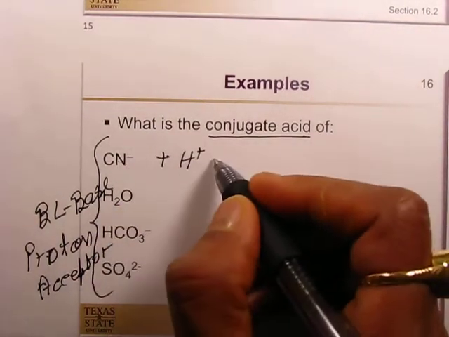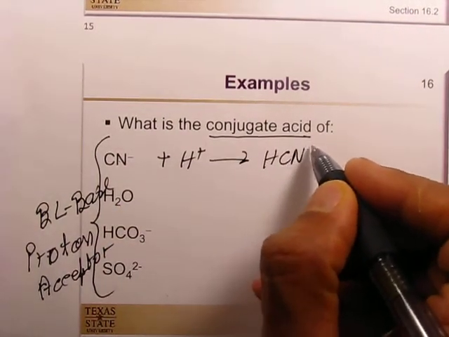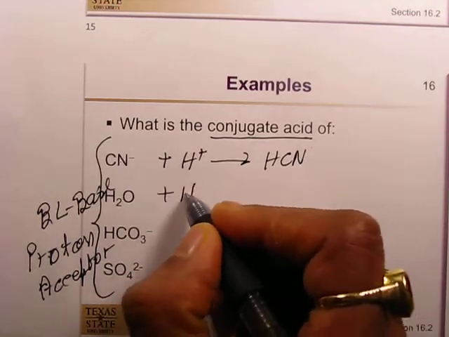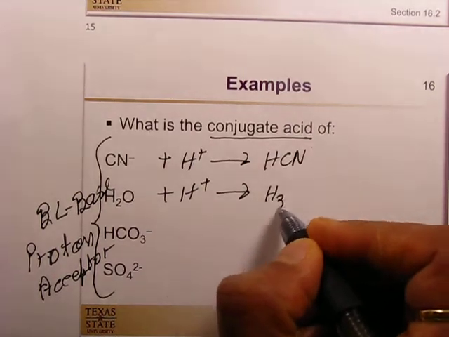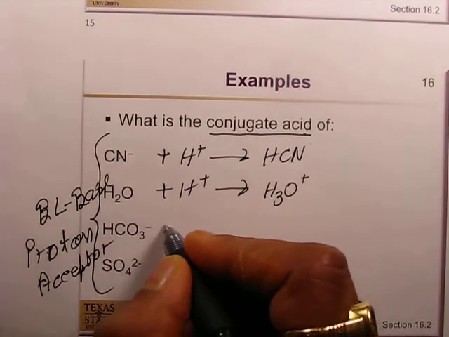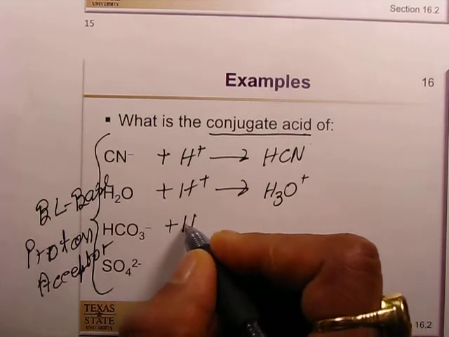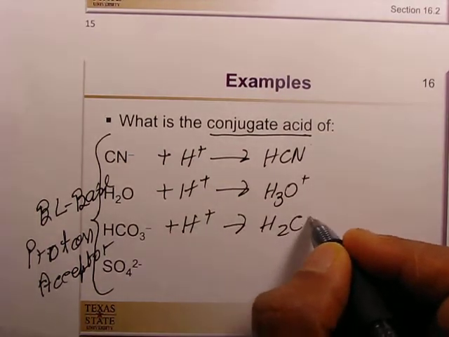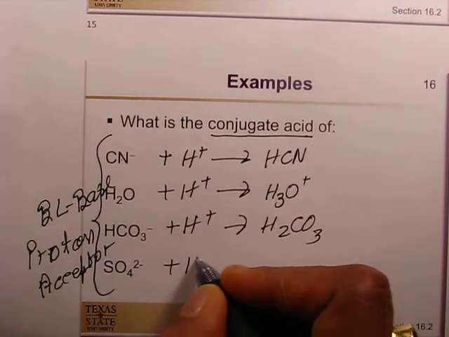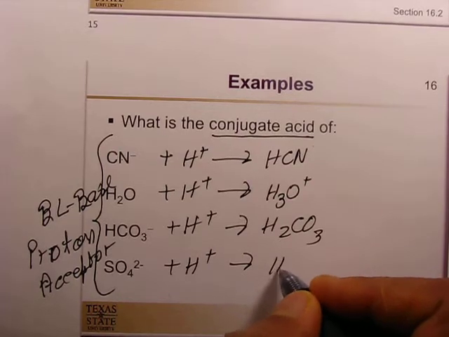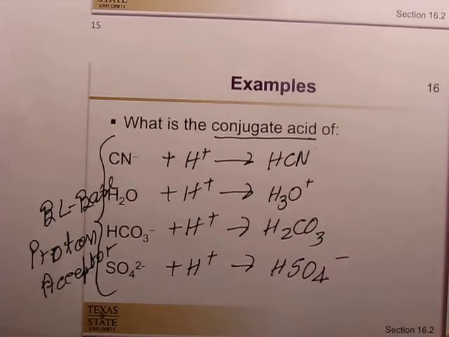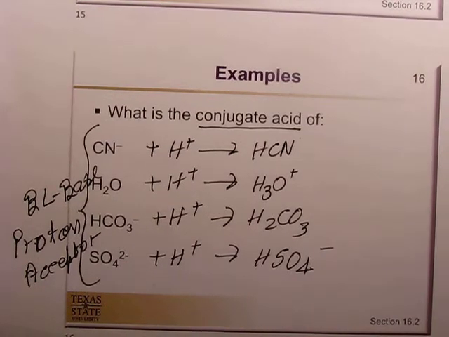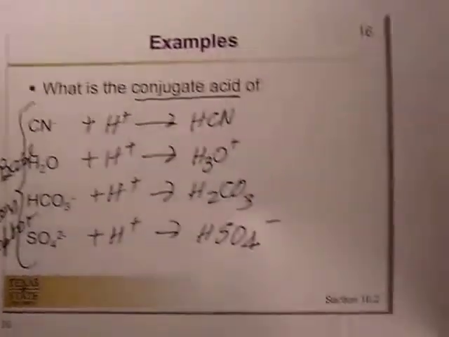So this will become HCN, cyanide will become HCN, and water will become H3O plus, hydronium ion. Then this will become H2CO3, carbonic acid, and sulfate ion will become HSO4 minus, bisulfate ion. So these are some examples of Bronsted-Lowry acids and bases, and their conjugate acid base pairs, and how we can find them out.